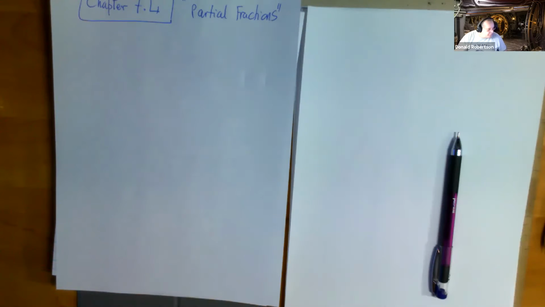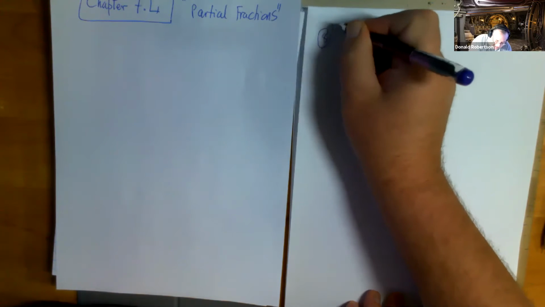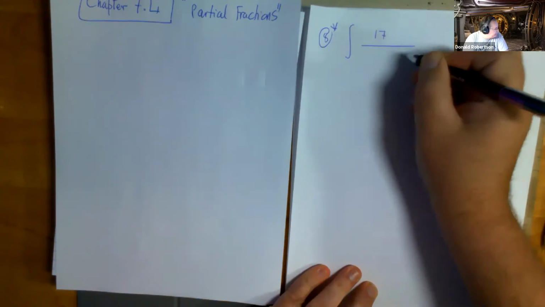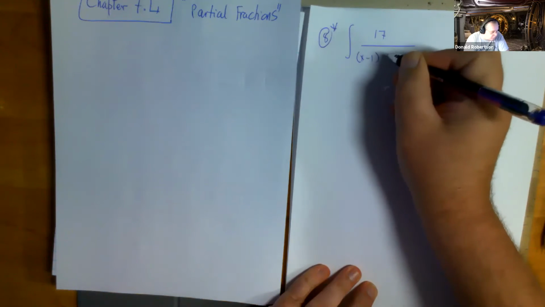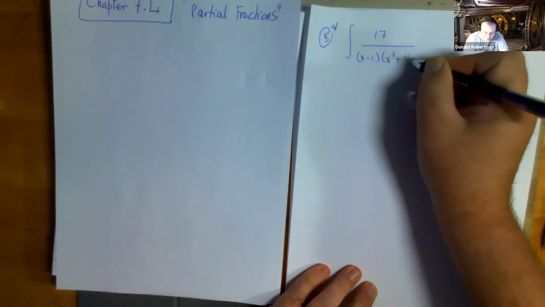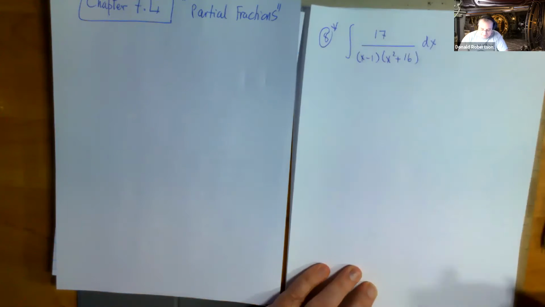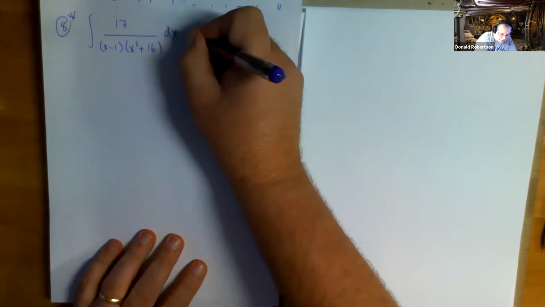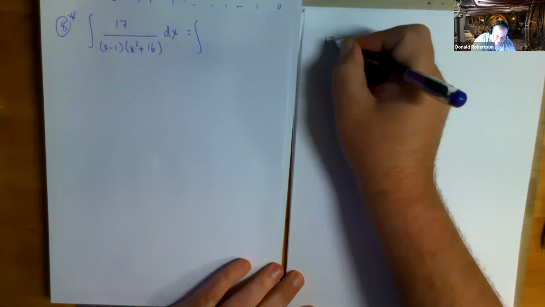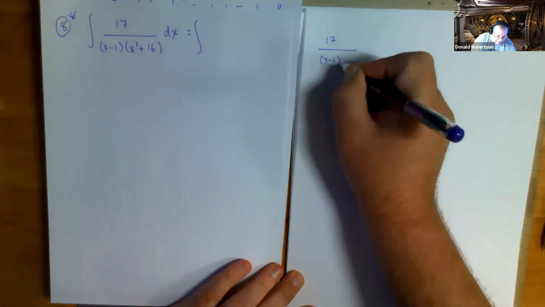Next one I want to do is one with a square in it. So I'm zooming around and I want to find a square, and I found one right away. This is version 8. 17 over x take away 1, x squared plus 16 dx. Now we know that's going to split as a partial fraction, right? So let's work on that guy.